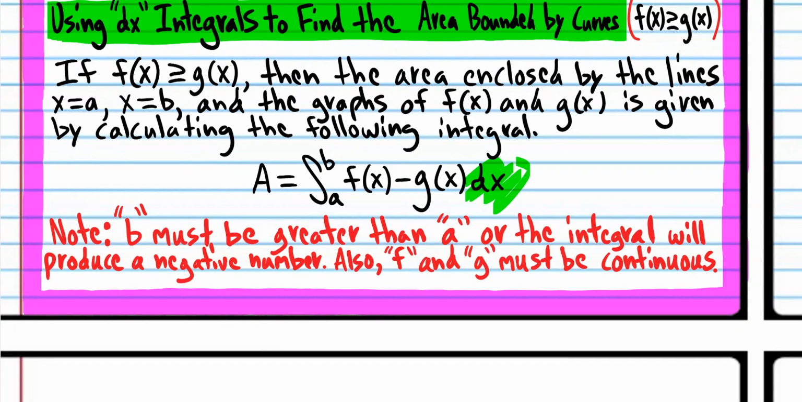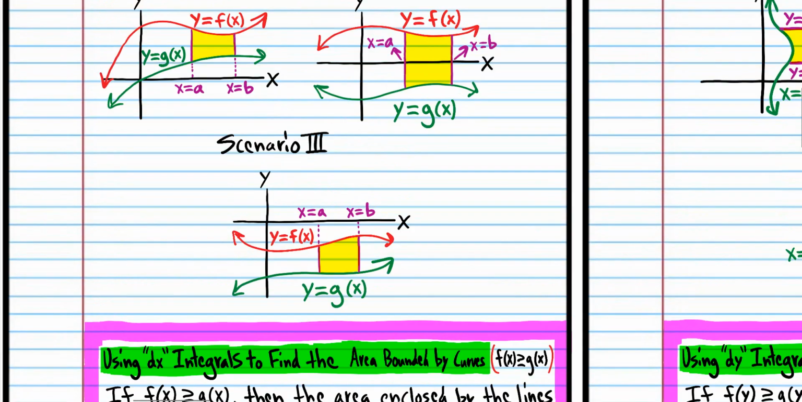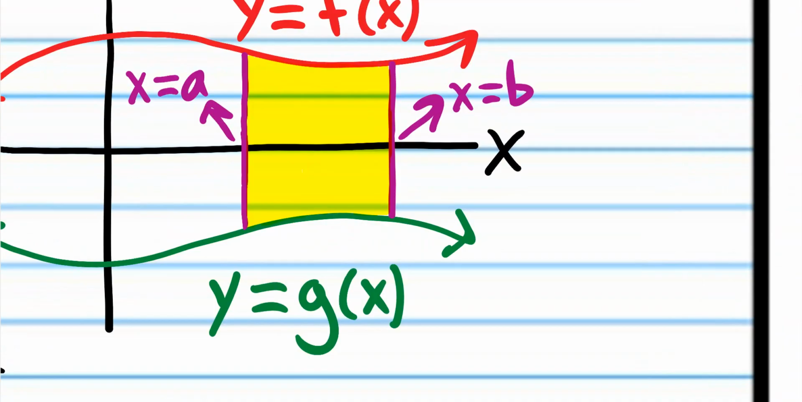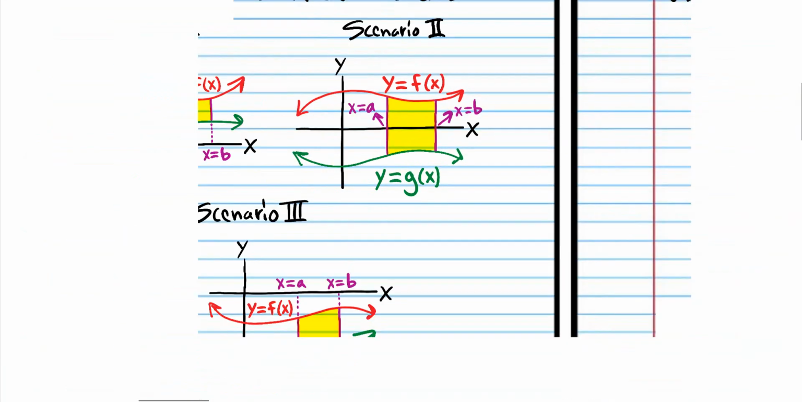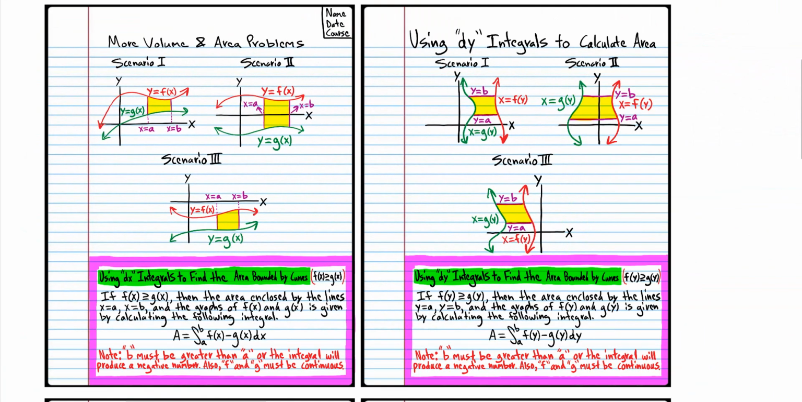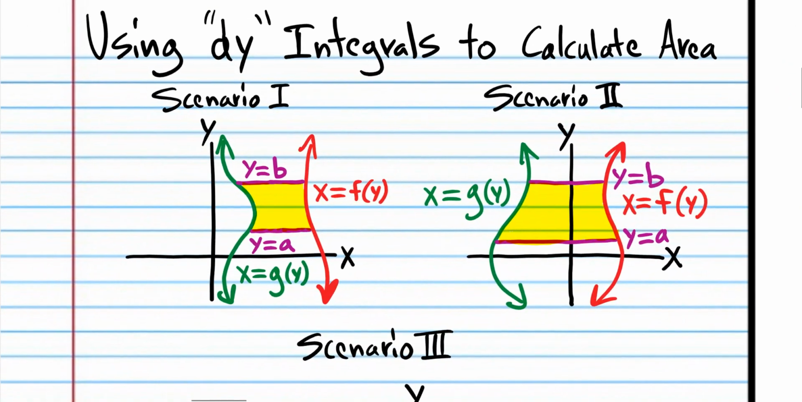So this was a dx integral, which means that when you picture the rectangles that we're adding up, remember we're adding up an infinite number of rectangles, we considered the widths of these rectangles to be this horizontal length. So that's a dx integral. But sometimes it's convenient to use dy integrals in this situation, like we did in previous classes with volume.